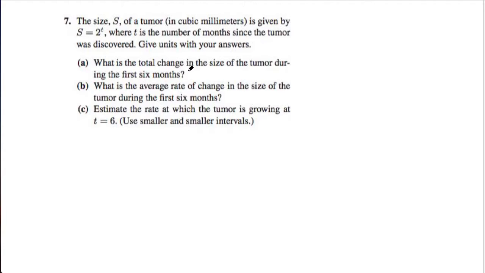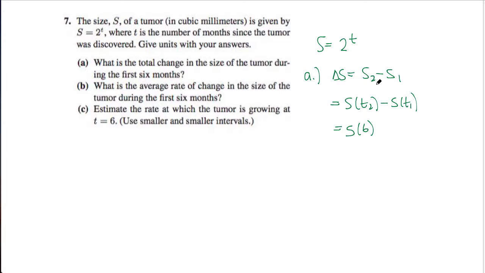Question 7 is looking at the size of a tumor given by the function s equals 2 raised to the t, and t is the number of months since the tumor was discovered. So A asks for the total change in size of the tumor during the first 6 months. Change in size is delta S, which is defined as S2 minus S1. So that will be S of T2 minus S of T1. S of T2 is going to be, in this case, 6 months, because 6 months have elapsed since discovering the tumor, and T1 will be 0.